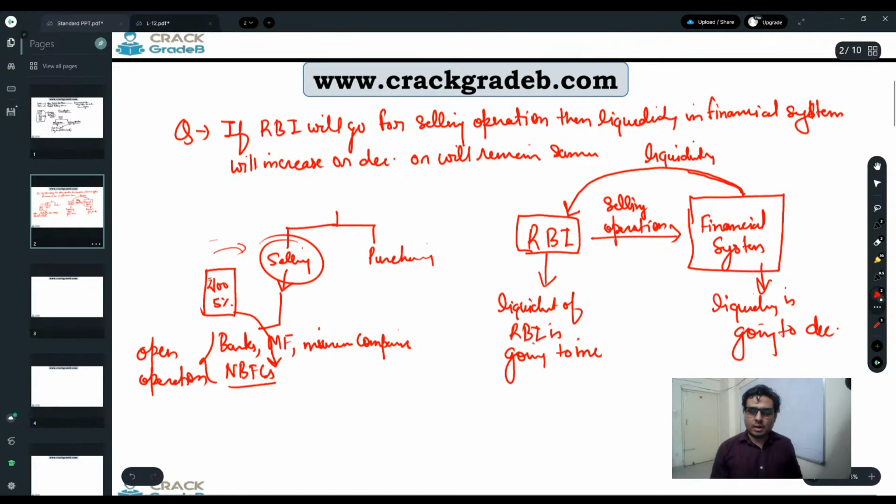Because RBI is offering government securities, and I told you government securities always have one X factor. That X factor is they are a no-risk investment. So it is always a kind of hot-selling cake. Whenever it is available, immediately all participants will try to purchase those government securities. So when RBI has to absorb liquidity from the market, RBI will go for a selling operation.